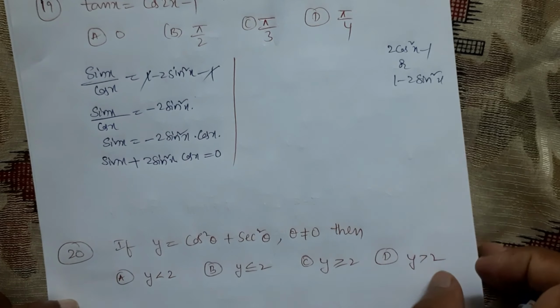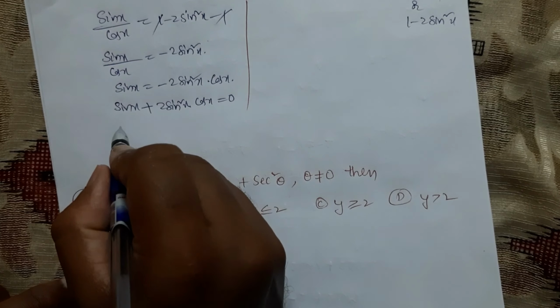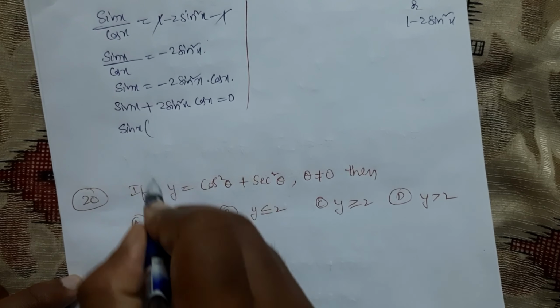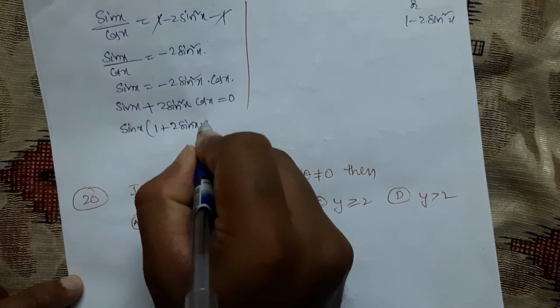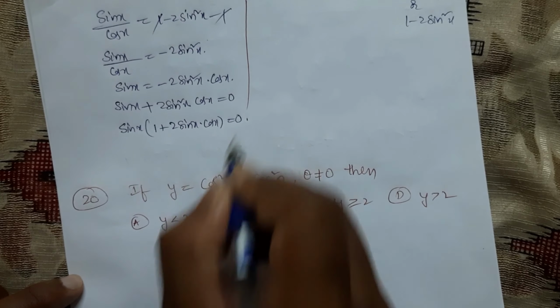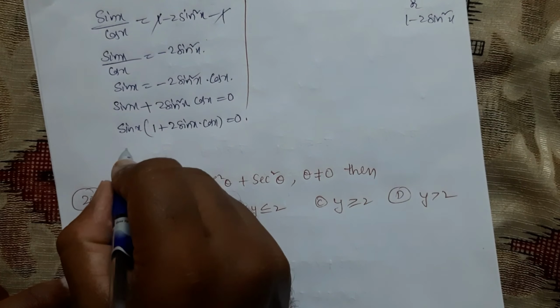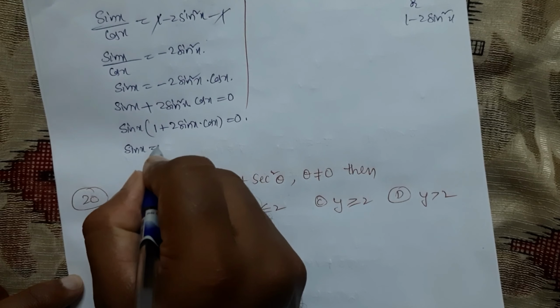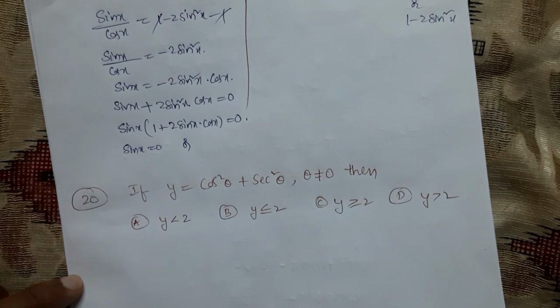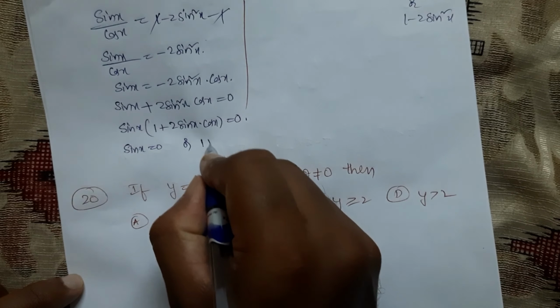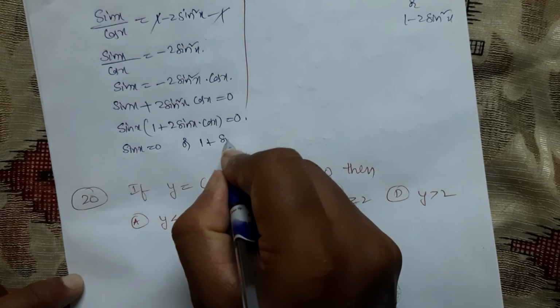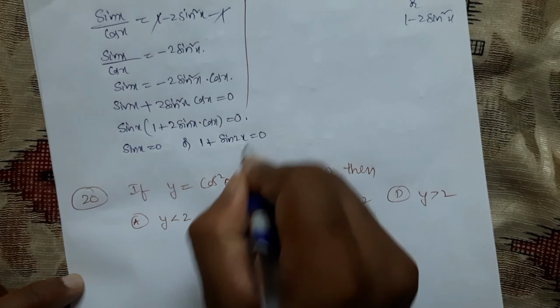If you bring that left hand side, it will become 0 only, right? Now from these two, if I take sin x common, it will be 1 plus 2 sin x into cos x, which is equal to 0. That means we can write sin x equal to 0, or 1 plus 2 sin x cos x, which is sin 2x, is equal to 0.